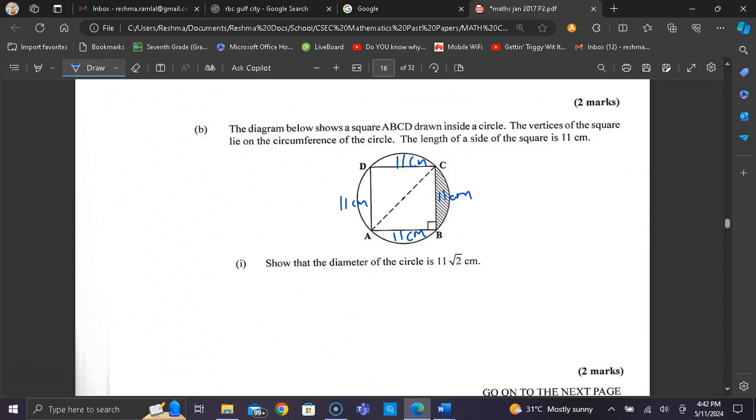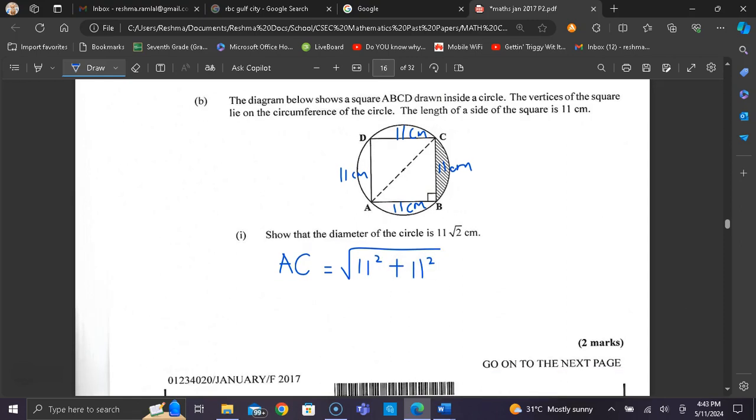So let's use triangle ABC, which is a right angle triangle, and AC is the hypotenuse of that right angle triangle. So therefore, we can find the length of AC using Pythagoras' theorem. AC will be the square root of 11 squared plus 11 squared. I'm not going to square both numbers, 11, because remember, we want to show that the diameter is 11 root 2. So 11 squared plus 11 squared is actually 2 times 11 squared. And we need to find the square root of that.